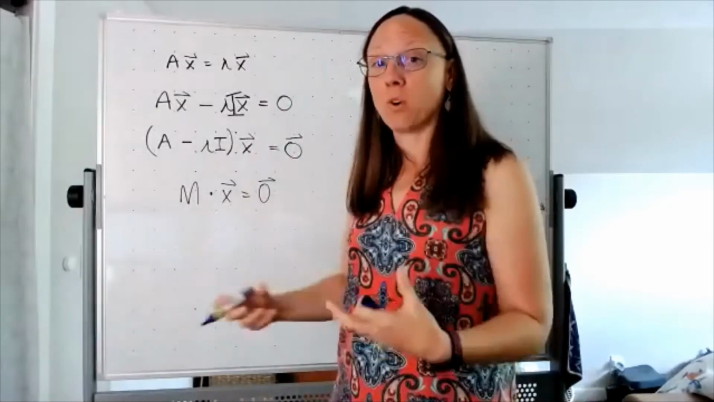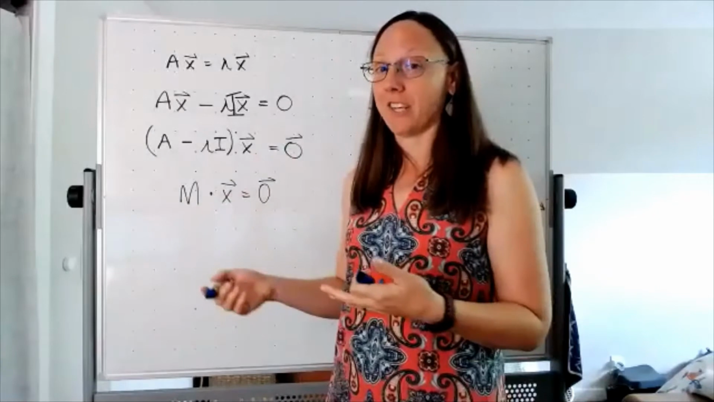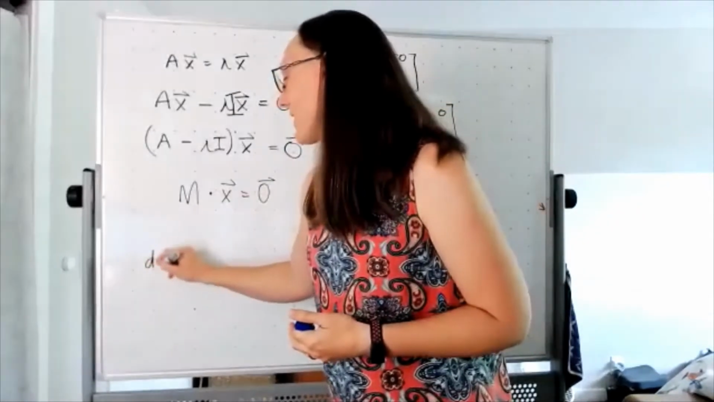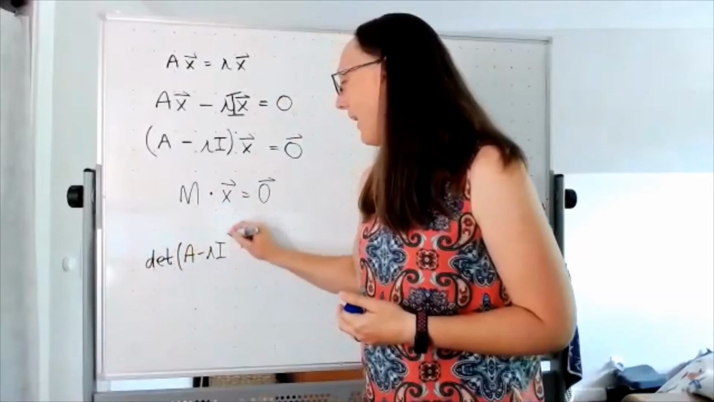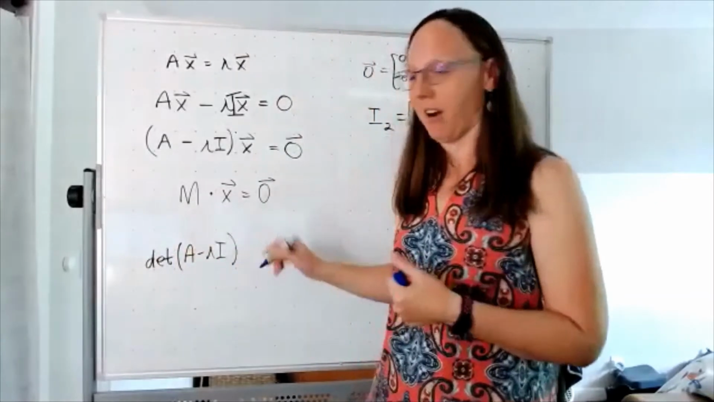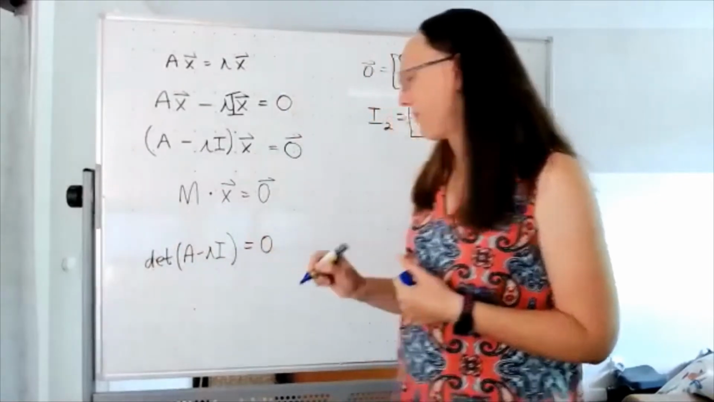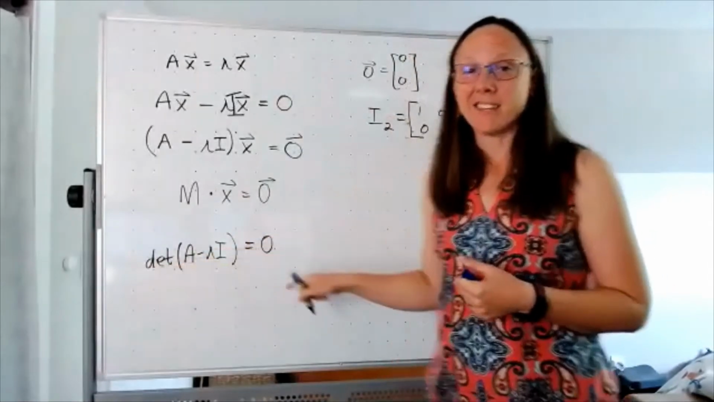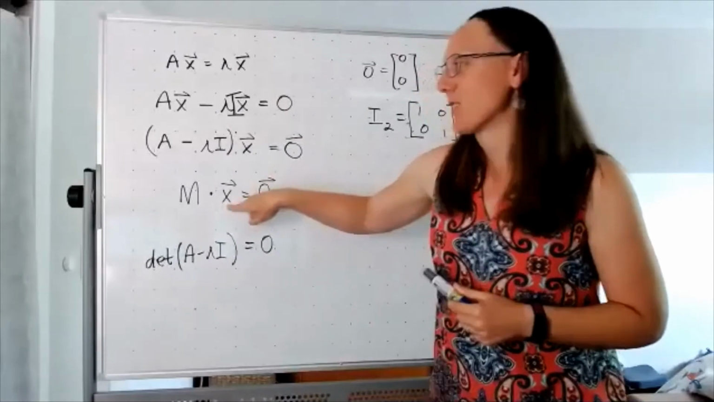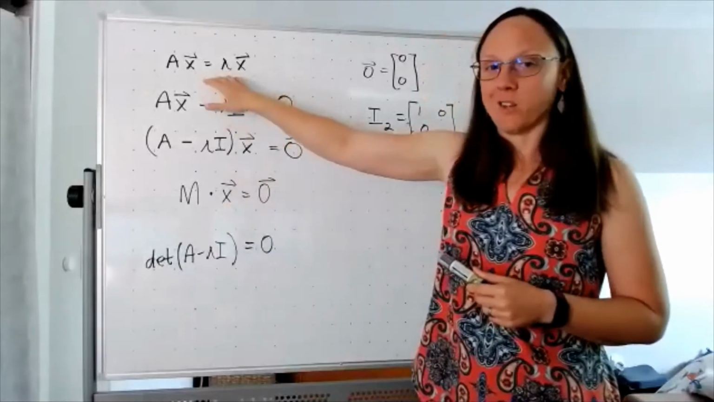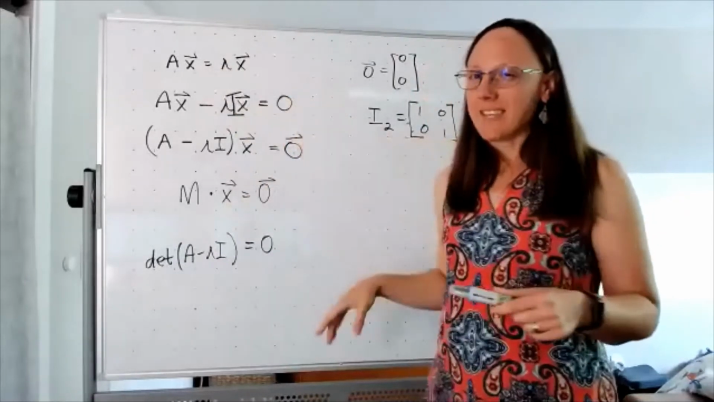And the way we're going to force this M inverse to not exist is we're going to set the determinant of that A minus lambda I, which I was calling M here, equal to 0. And this is going to guarantee that we get the interesting solutions for this equation. So let's see how that plays out.